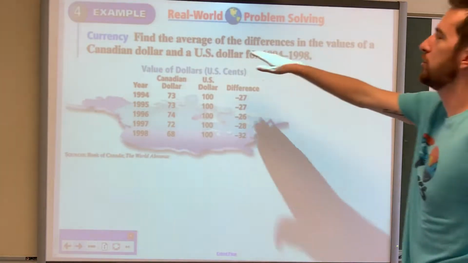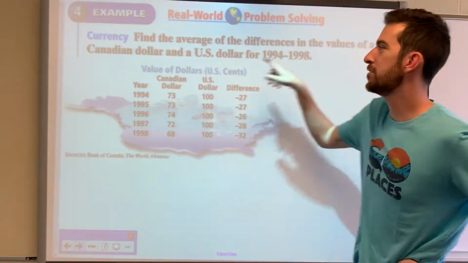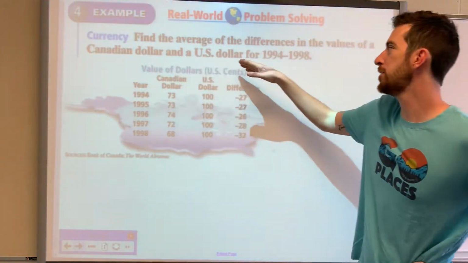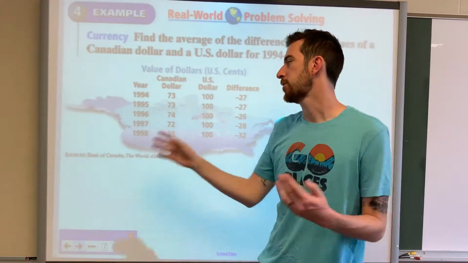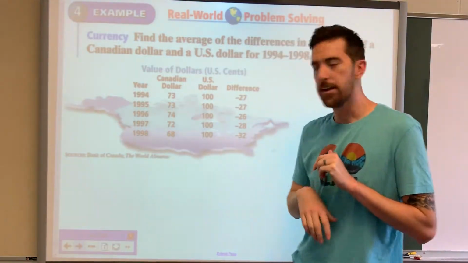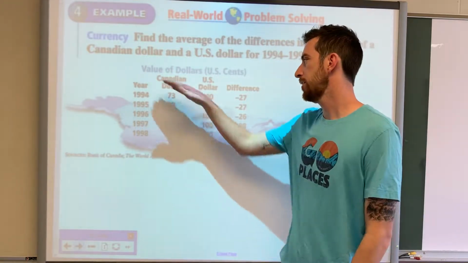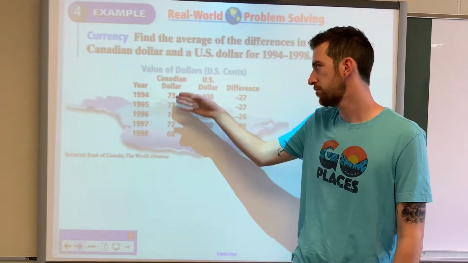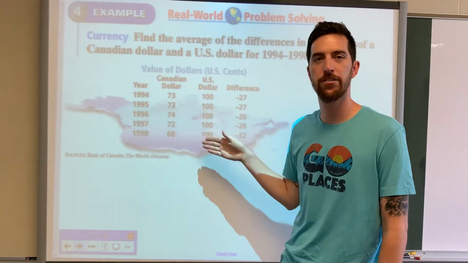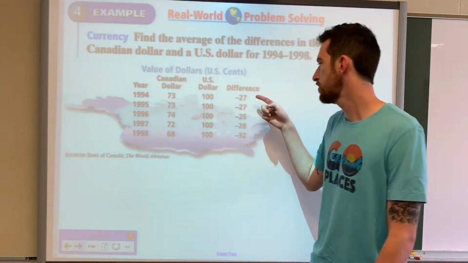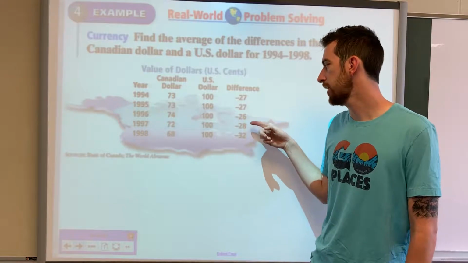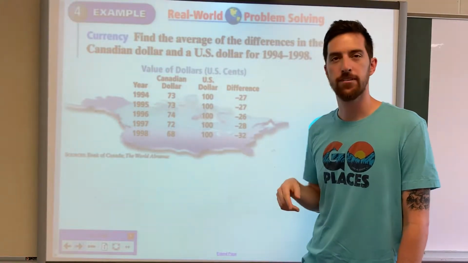Find the average of the differences in the values of a Canadian dollar and a US dollar from 1994 to 1998. Now this is according to the Bank of Canada in the World Almanac. So here are the years, Canadian dollars right here, the US dollars are all 100. So the difference again is when you subtract those. So the difference: negative 27, negative 27, negative 26, negative 28, negative 32.